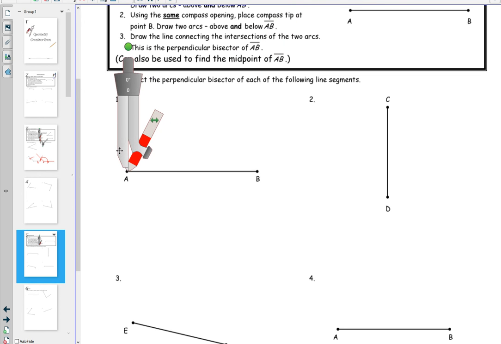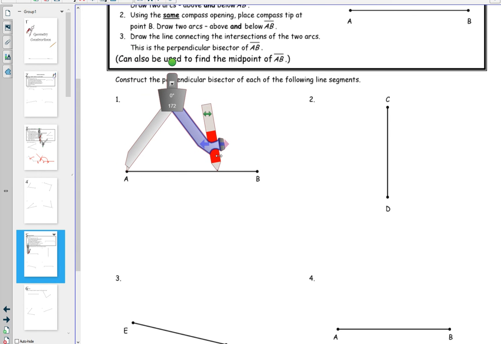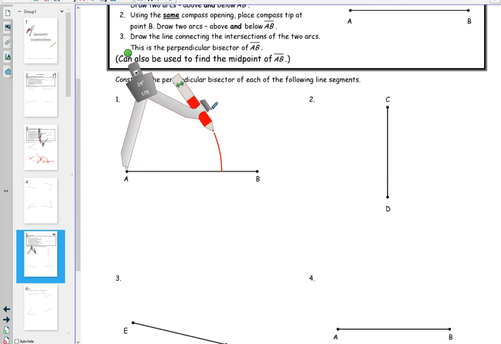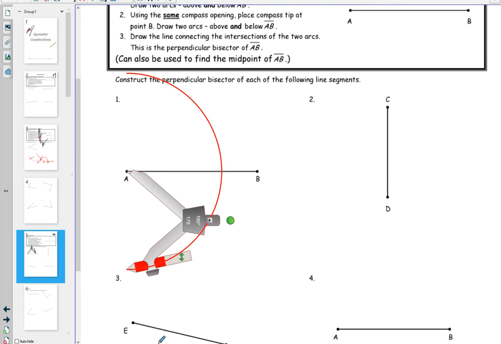Okay, they give you segment AB, right? Alright, you're going to put the tip at A and open it up to where you feel comfortable that you've gone a little more than halfway. Go a little bit more than halfway. And now, get that tip and draw at least a semicircle, like at least a half circle.